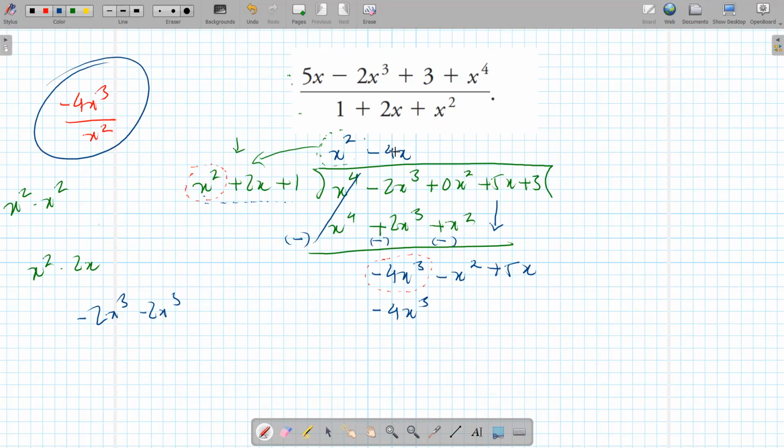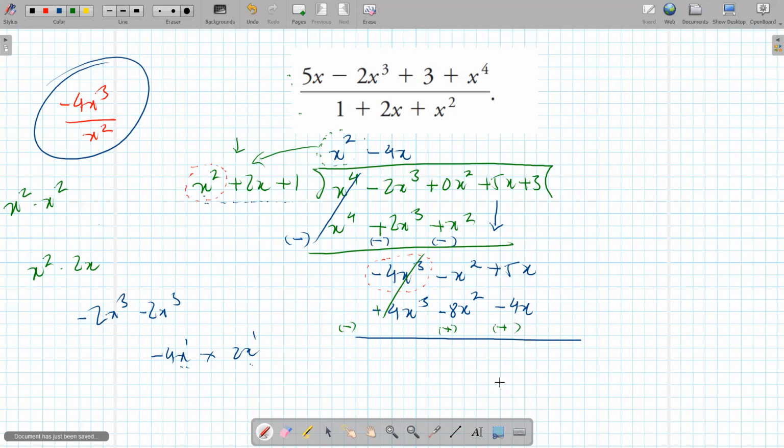What is negative 4x times positive 2x? Negative 8x? Yes. Negative 8x squared. When you multiply them, you add the exponents because there's an x to the 1 here, so negative 8x squared. And what's 1 times negative 4x? Well, that's simply minus 4x. And look at this. Now we subtracted, right? If we subtracted, this is going to become positive. This is going to cancel out. This is going to become positive. This is going to become positive.